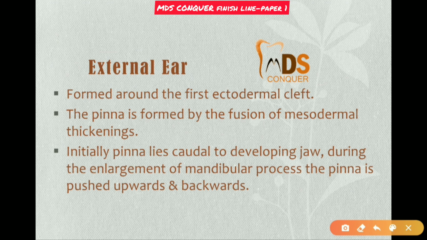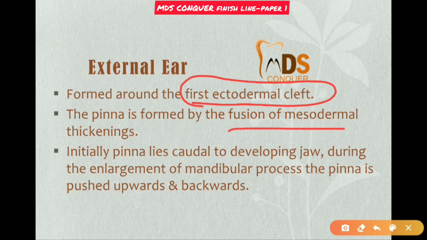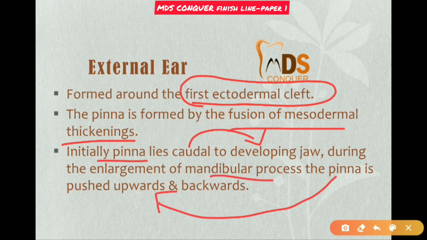Then coming to the external ear, it is formed around the first ectodermal cleft, by the fusion of mesodermal thickenings. Initially the pinna will lie caudal to the developing jaw, but during the enlargement of the mandibular process, the pinna will be pushed upwards and backwards.